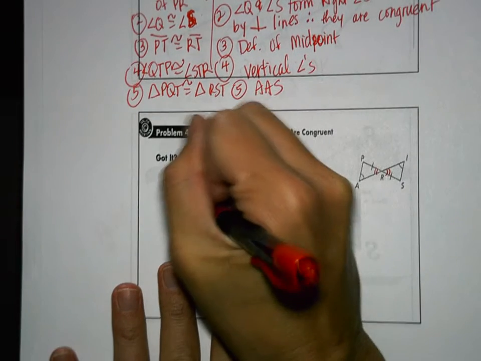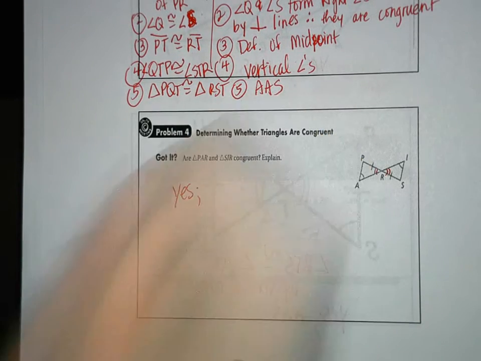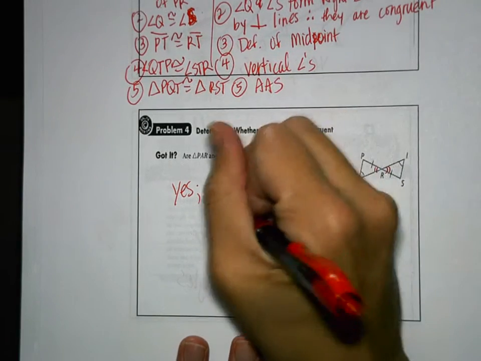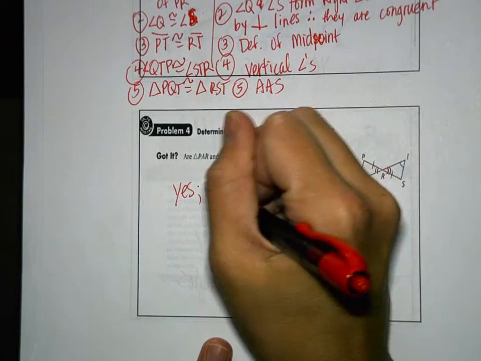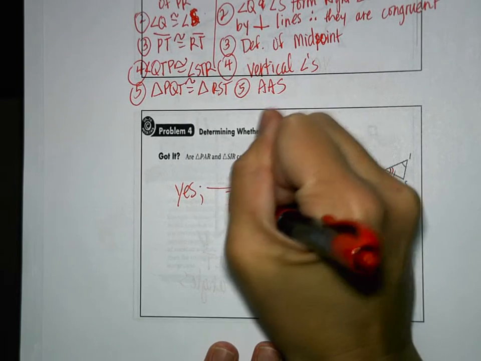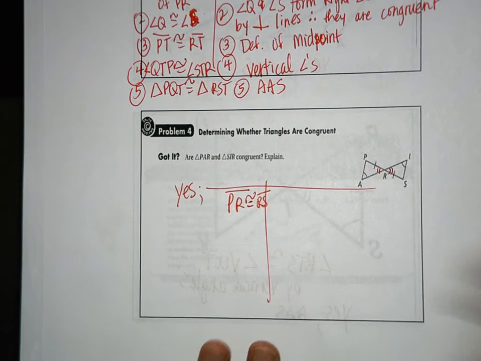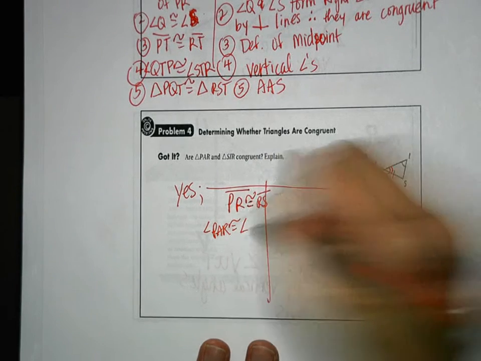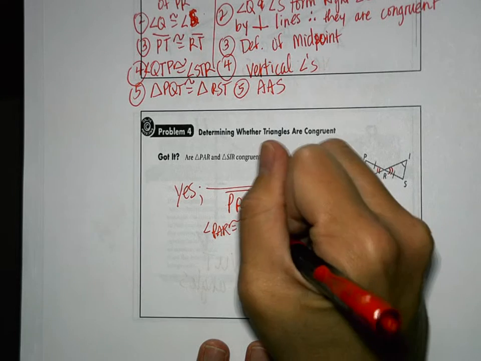So in order to explain, okay, we have all the given information, okay? And so the given information is that PR, and we could even do like a little chi chart here if we want to again. PR is congruent to RS. And what else was given? Angle PAR is congruent to angle SIR. And that was all given.